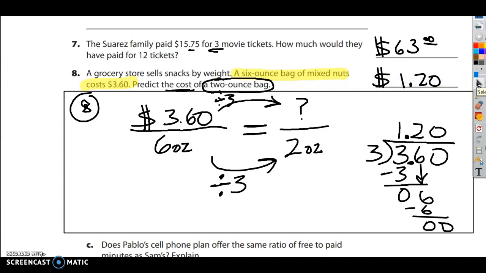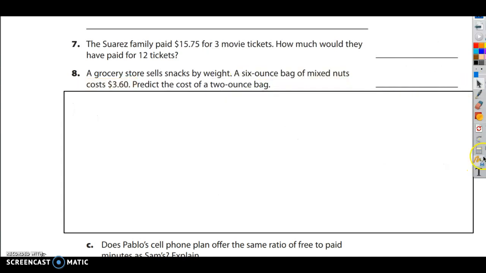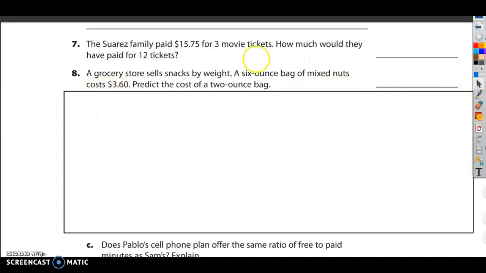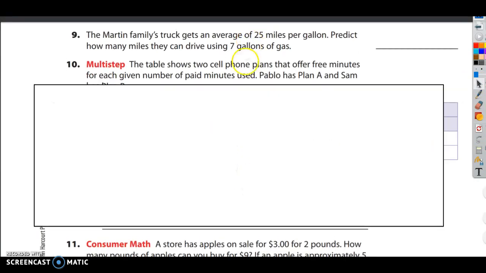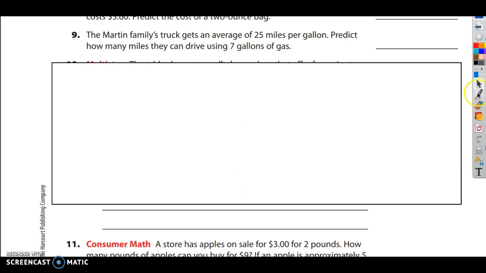All right, let's move on. Probably just number 9 on this whiteboard. Number 9 reads, the Martin family's truck gets an average of 25 miles per gallon. Predict how many miles they can drive using 7 gallons. You could do the same thing on this one. It doesn't seem like you can, but you can.